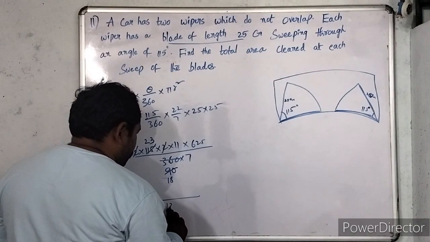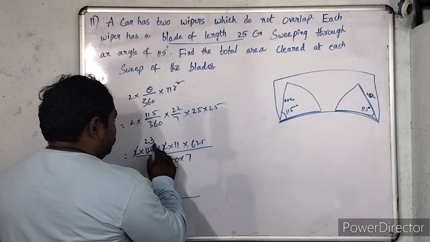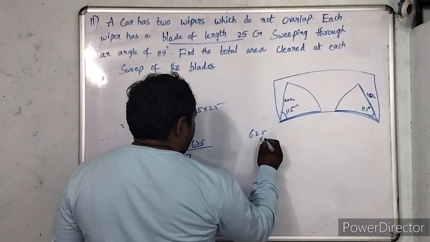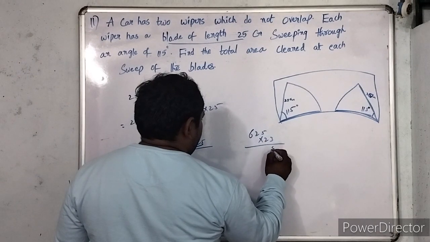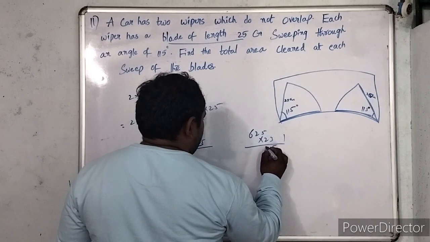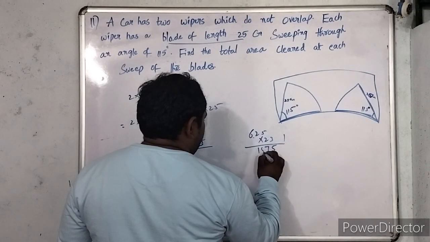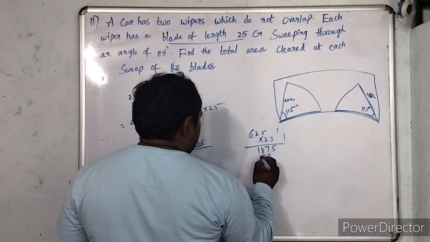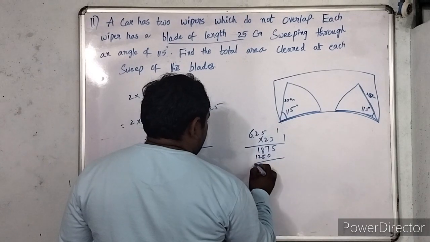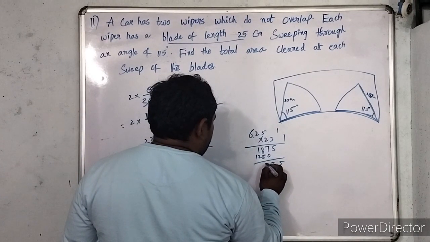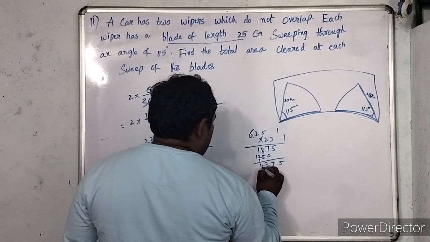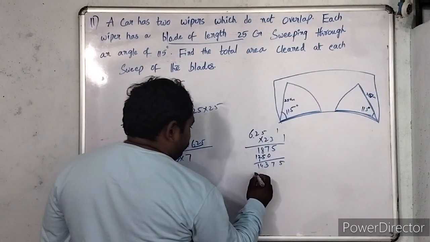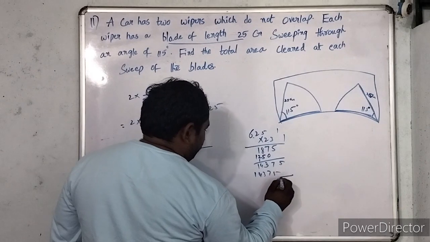18 7s are 126. And the multiplication we get first 625 into 23. 625 into 23. 3 5s are 15. 3 2s are 6 plus 1 is 7. 3 6s are 18. 2 5s are 10. 2 2s are 4 plus 1 is 5. 2 6s are 12. Therefore we have 14375 into 11, already here.